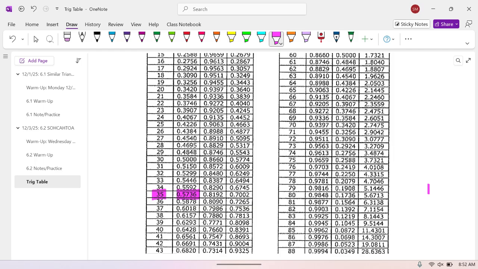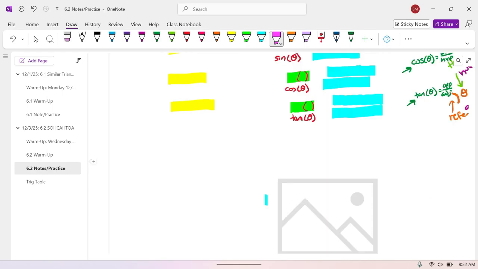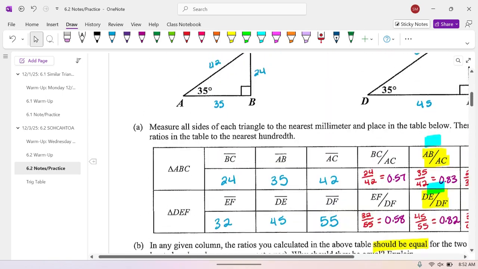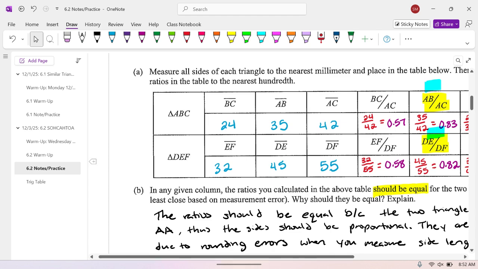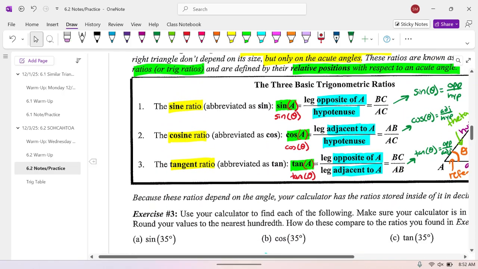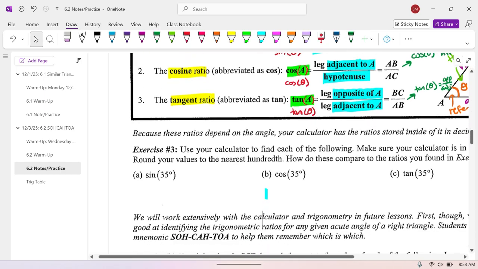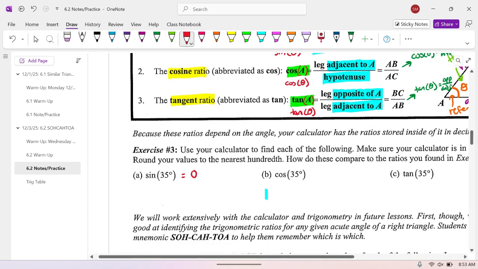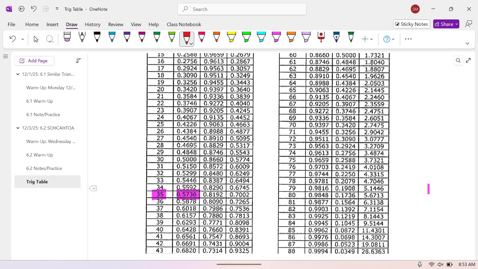Is that not what we got previously on the backside page for that first ratio? So on the backside page, that first column, right here, is that not what we got? Yeah, it's about what we got. I meant hypotenuse. So that'd be 0.5736.